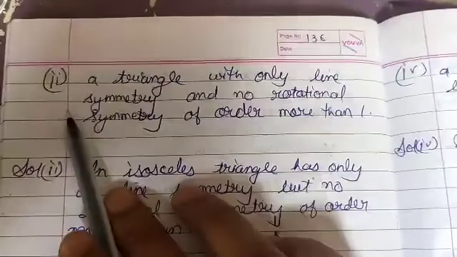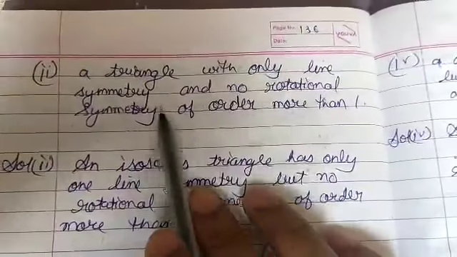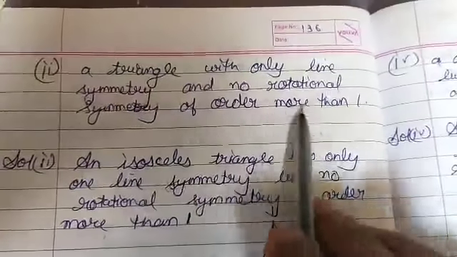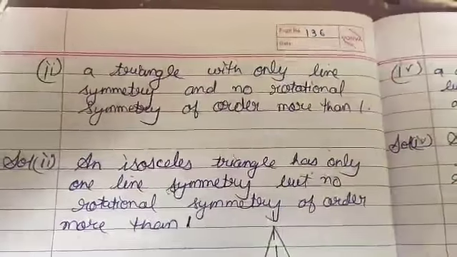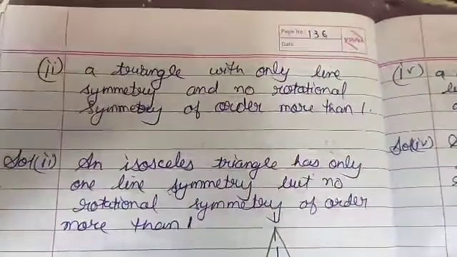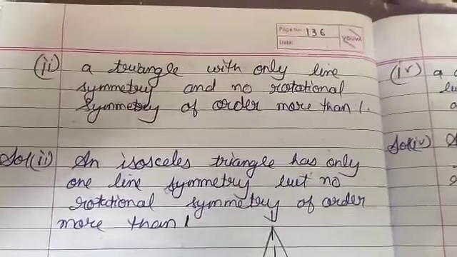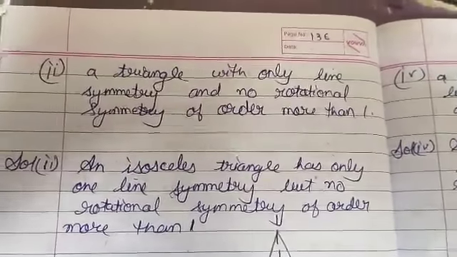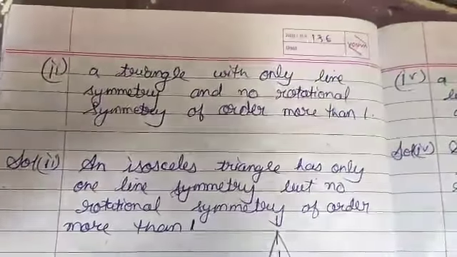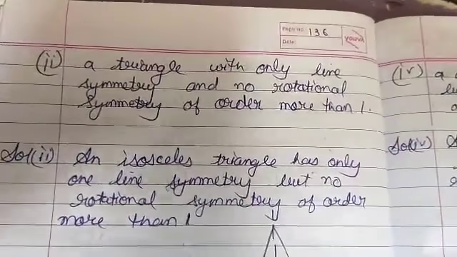Now in that only, another question is a triangle with only one line of symmetry and no rotational symmetry of order more than 1. Means one line of symmetry should be there. Just now we saw the example of an equilateral triangle, which has three lines of symmetry and rotational symmetry of order 3. In a scalene triangle there is no line of symmetry and no rotational symmetry. So what is left? Isosceles triangle.